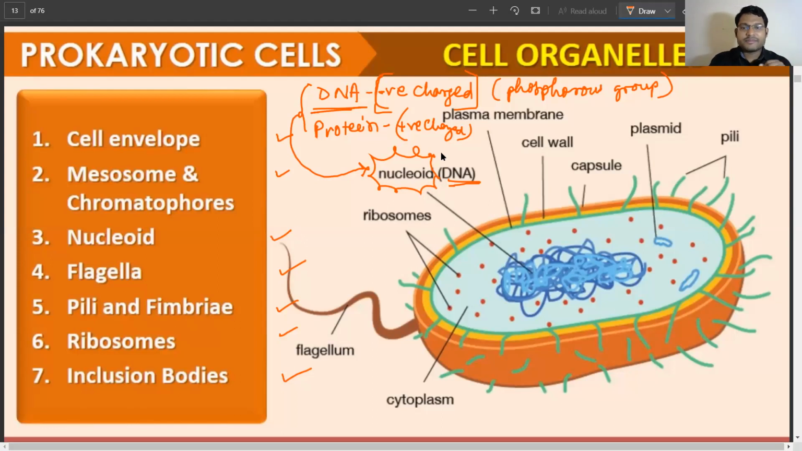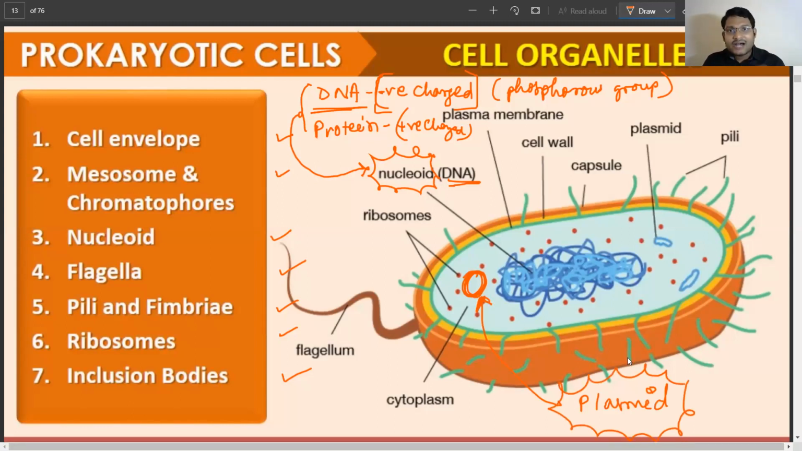Now, apart from that, there is an additional structure which is not mentioned here, which you all must know: the extrachromosomal double-stranded circular DNA, which has the ability of self-replication. They are called the plasmid. This is very important that you understand, because this plasmid allows the bacterial cell to have certain unique features, something that is not possible without the presence of the plasmid.